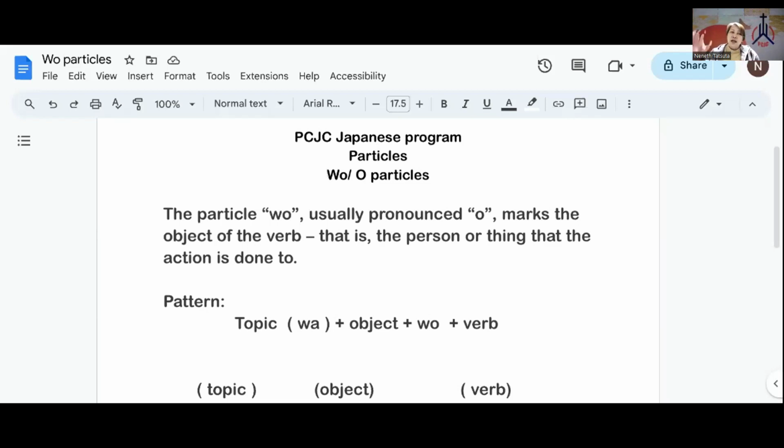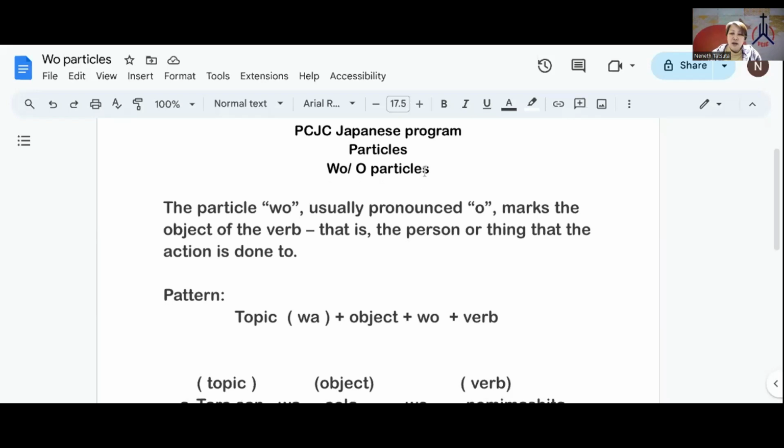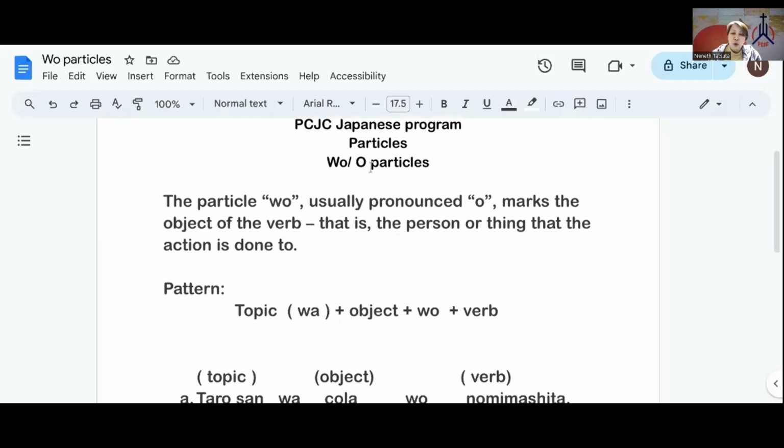So please leave some pages of your notebook, because we still have a lot of particles to discuss, like the de, the ni, the e, the kara, made, and so on. So please leave some pages for the particles, okay? Now this is our third particle, the wo.